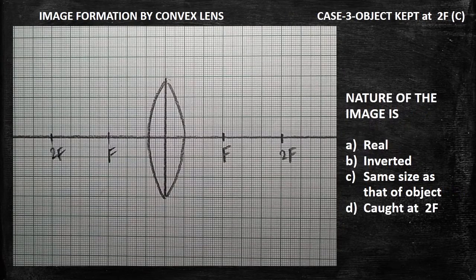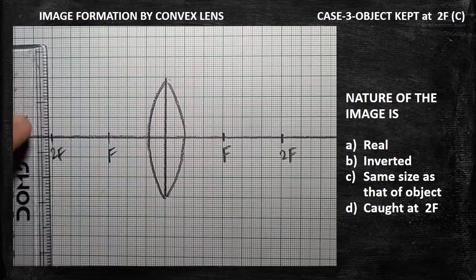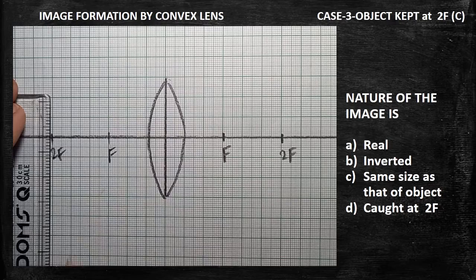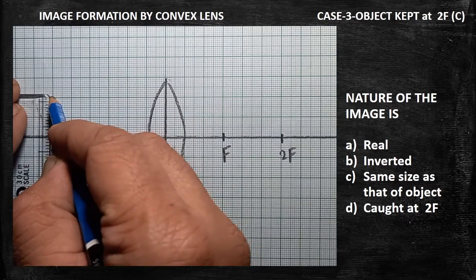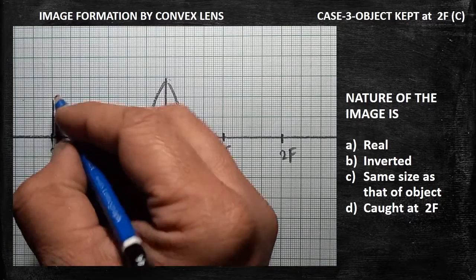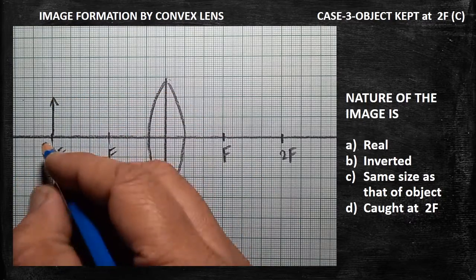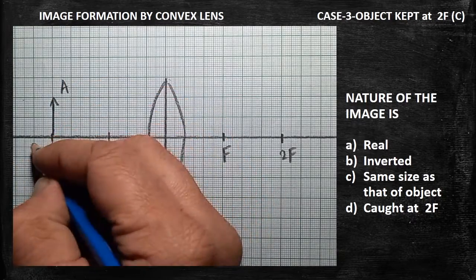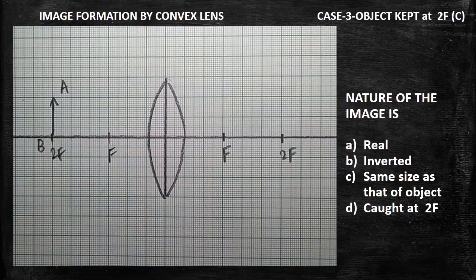Now we are going to learn the third case. Now the object is to be placed exactly at 2f and we are going to see how the image is formed. Here I am going to keep the candle here. That's why I am drawing a vertical arrowhead line. This one can be named as AB. Are you clear? AB can be named.